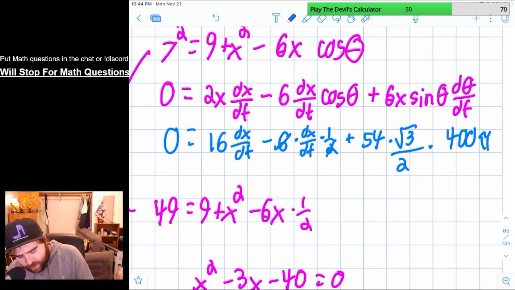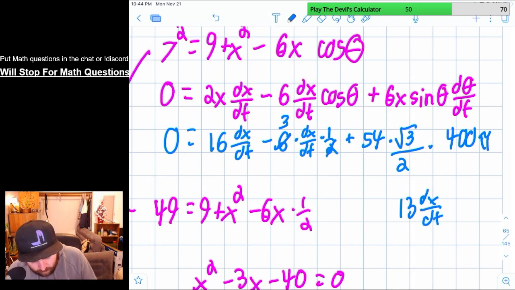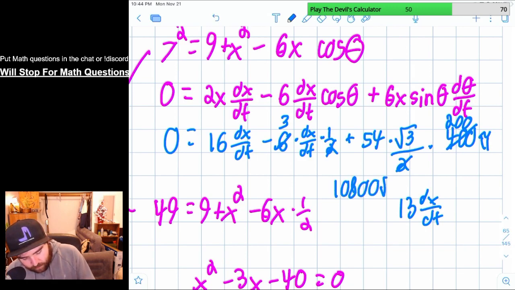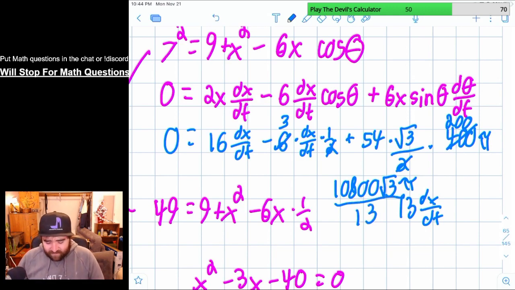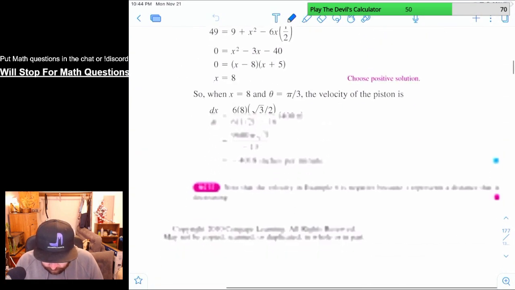So now I'm just going to do that, call that 3. So I'll call that 13 dx dt. Move everything else to the other side. So I guess we'll go ahead and cancel. So I'll get 10,800 root 3 pi. And then I just have to divide that by 13. I thought that was more complicated last time, but that makes sense. 10,800 root 3 over 13.